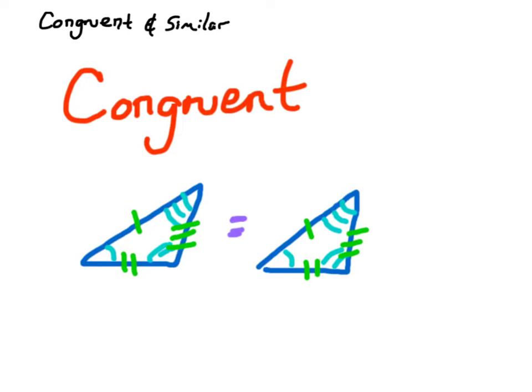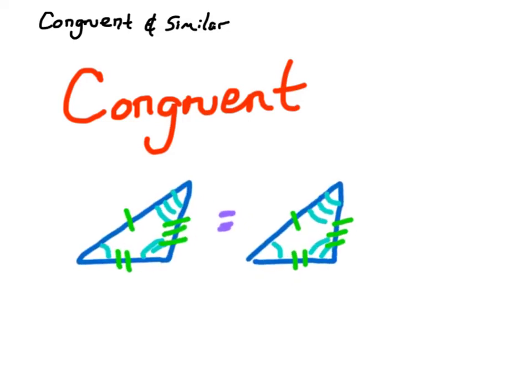So now, even if I were to take one of those and flip it over and rotate it upside down, it's still congruent as long as all of the angles are the same and the side lengths are the same. Okay? Next page we'll do similar.